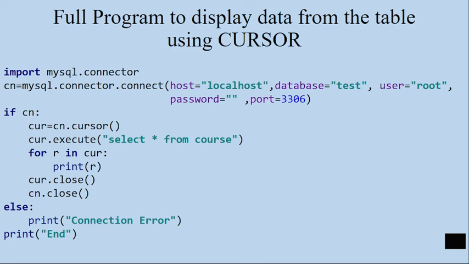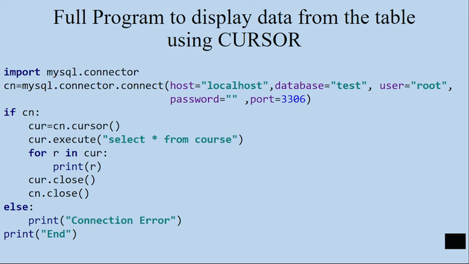In this program, I want to display data from the course table using cursor. There are two different techniques, using cursor and using result set. First of all, we are importing the connector. Then we are establishing a connection with the database present on the MySQL server. Then I want to fetch data from the course table, so I have given the statement select star from course. After that, we want to display the data, and for that I am using a for loop: for r in cursor, print r. It will fetch the data into the cursor, and from the cursor it will fetch data one record at a time into r, and that data it will display here.